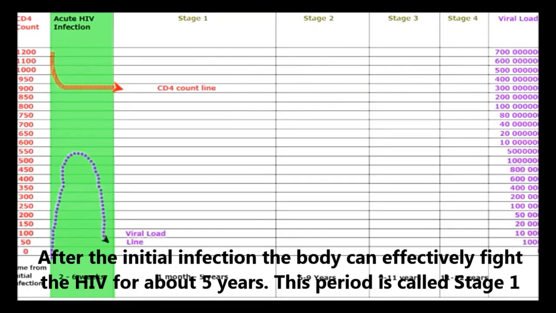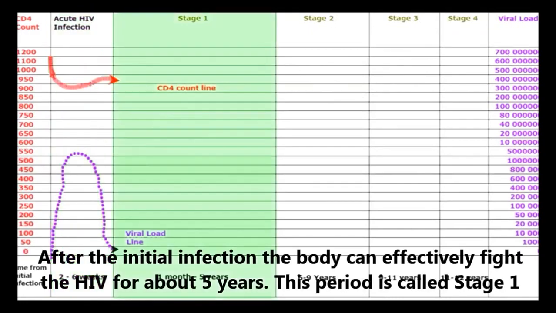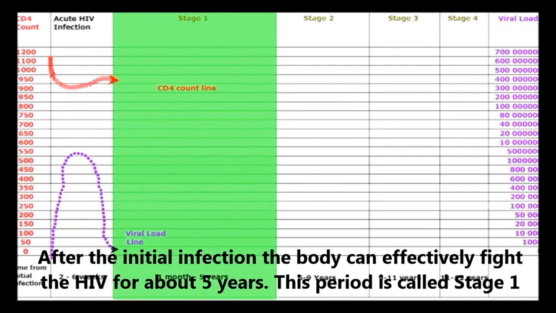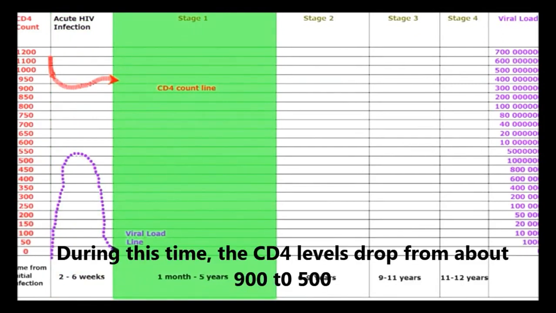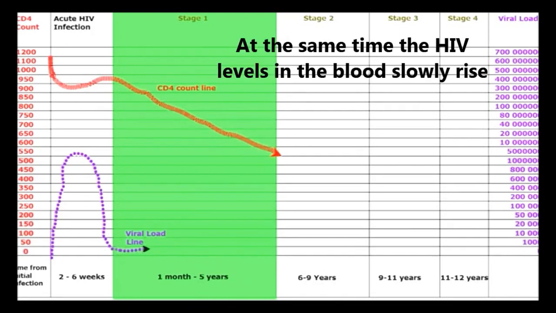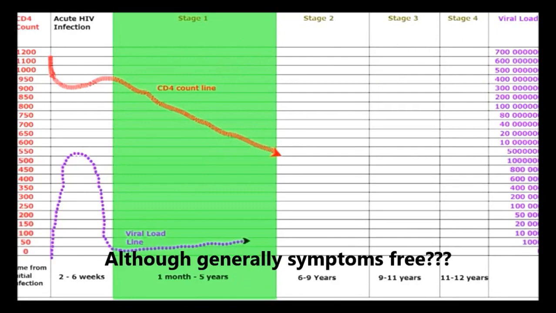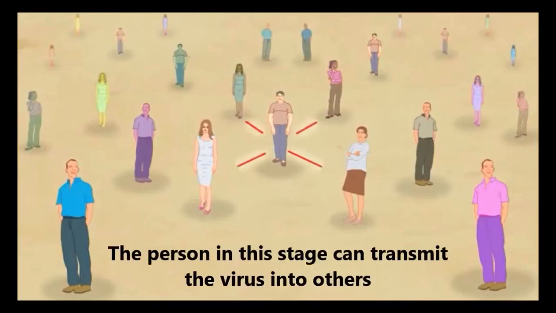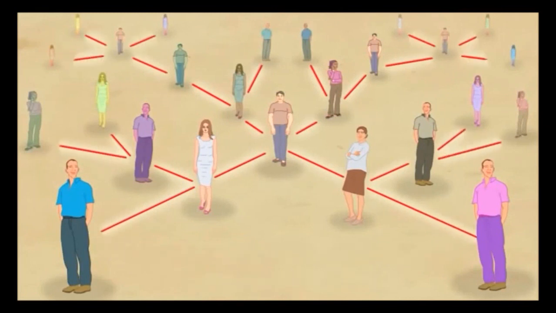After the initial infection, the body can effectively fight the HIV for about 5 years. This period is called Stage 1. During this time, the CD4 cell levels drop from about 900 to 500. At the same time, the HIV levels in the blood slowly rise. Although generally symptom-free, a person in this stage can still pass the virus on to others.